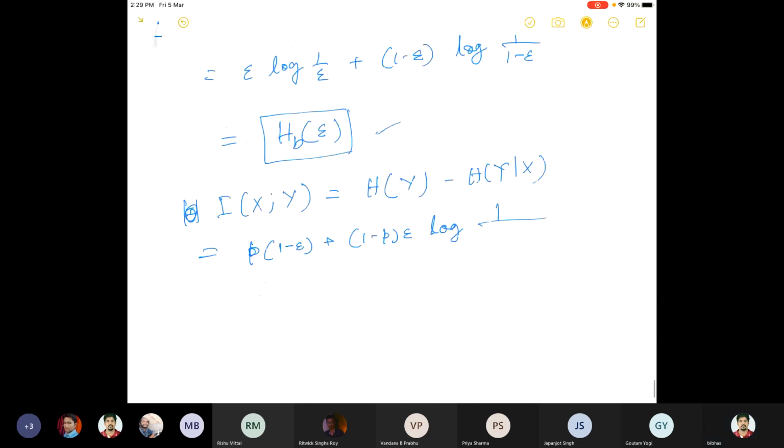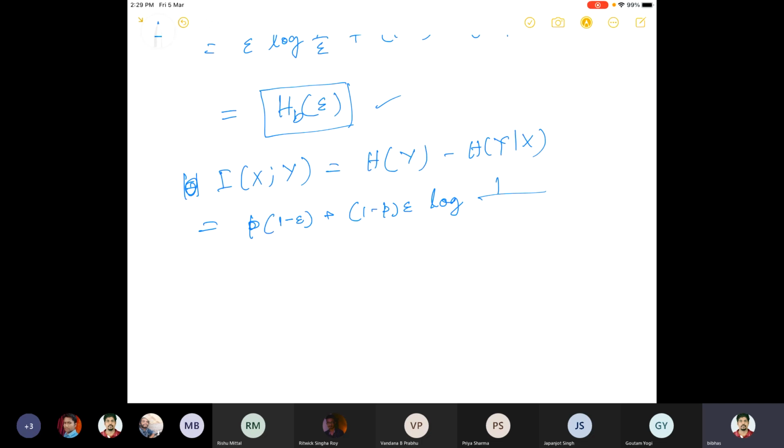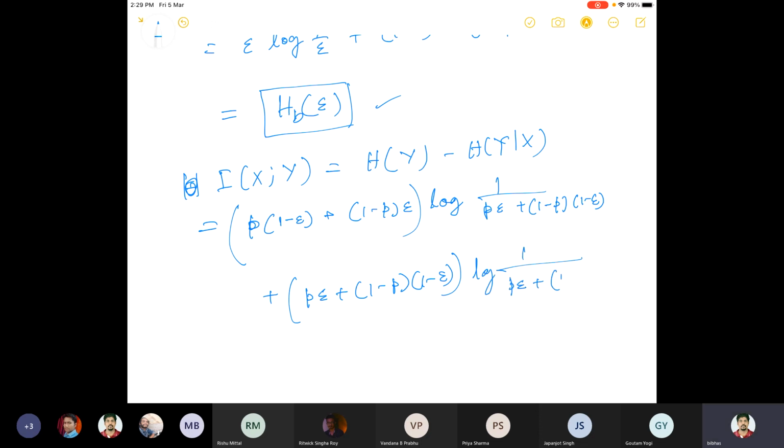So this by p epsilon plus 1 minus p times 1 minus epsilon. Okay, so if you take the common thing, then this will be this plus p epsilon plus (1 minus p) times (1 minus epsilon), and then log of 1 by p epsilon plus (1 minus p) times (1 minus epsilon), and then minus h(epsilon).